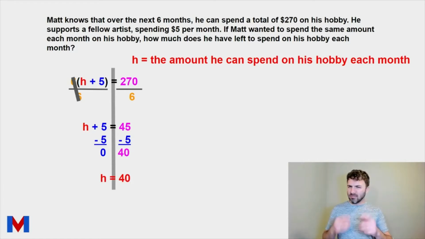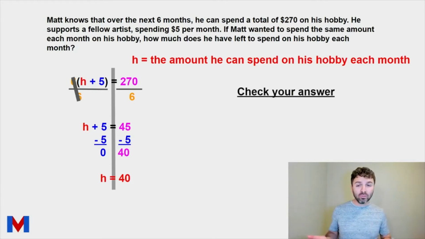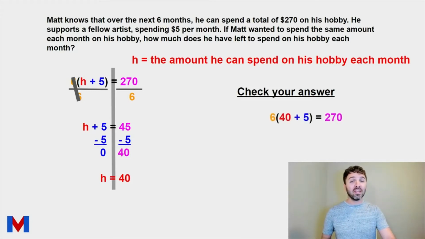And sometimes going through this, you try to go fast and you make little mistakes, and it just happens. Okay? So let's make sure we check our answer that we got, just to make sure it actually makes that original equation true. What I'm going to do is take that 40, which I got for H, and substitute it back in for H in that original equation. So I have 6 times 40 plus 5 equals 270.